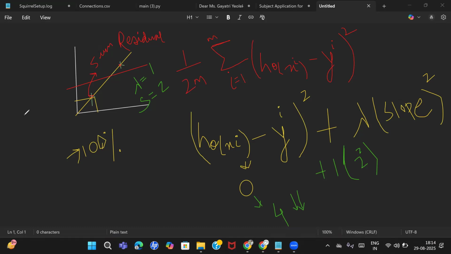And what happens if you would check it? If you would check it, the slope of this line will be slightly less than this slope. Why? Because it is tilted. If it is like this, you can see the slope will be maximum. If it is tilted, the slope will be less.